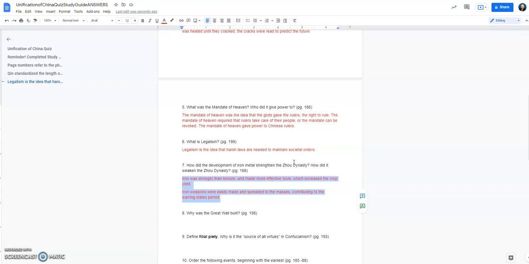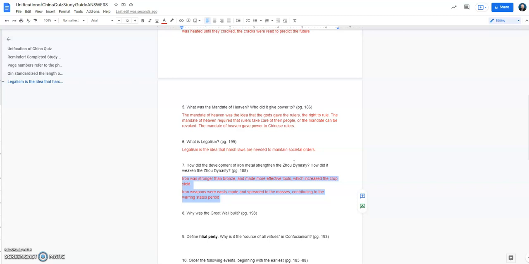So it helped them with agriculture, helped them get more food, and work more efficiently. But at the same time, iron was also relatively easy to make and widespread, so people also made weapons with it. And now everybody in China had really strong, up-to-date, modern weapons, right? Everybody had these really strong iron weapons. And that led to a lot of fighting.